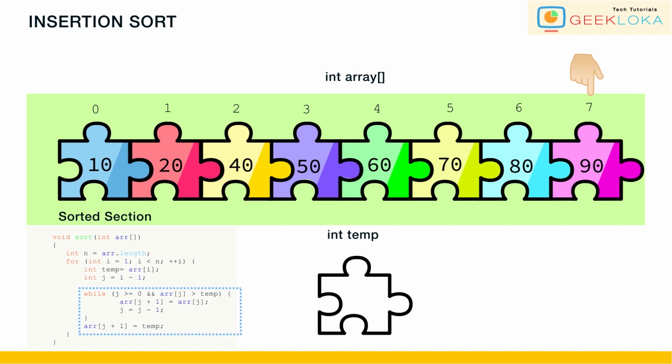This is done by array index j plus 1 assigned by array index j. We then decrease j to continue the comparison with the previous element. When we find the correct position for temp or reach the beginning of the array, we exit the while loop. We then insert temp into its correct position with array index j plus 1 assigned by temp value. The outer for loop then moves to the next element, and the process repeats until the entire array is sorted.